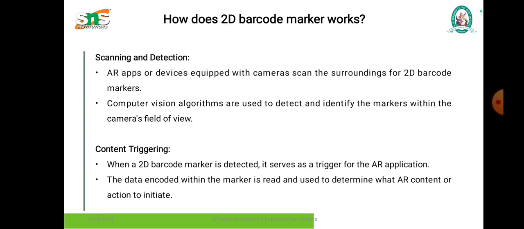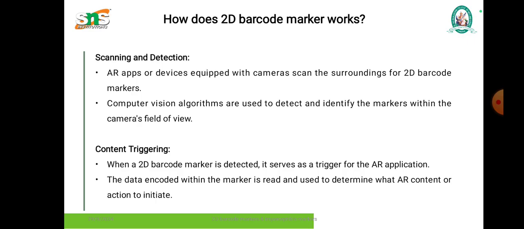And the next step is scanning and detection. The AR apps or devices equipped with cameras scan the surroundings for 2D barcode markers. Computer vision algorithms are used to detect and identify the markers within the camera's field of view.